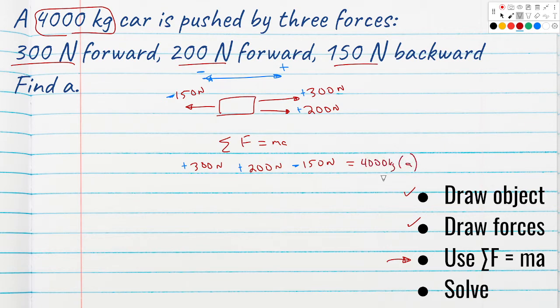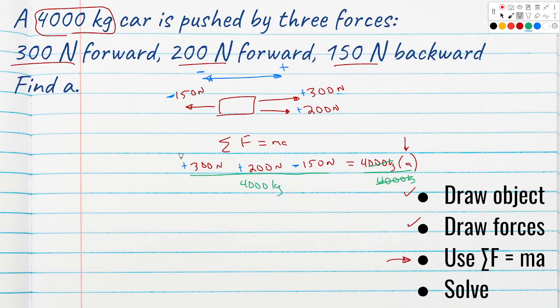And that's multiplied by A. A is what I want. Got to get rid of the 4,000. I need to divide both sides by the 4,000 kilograms. It's going to cancel on the right and come out over here.